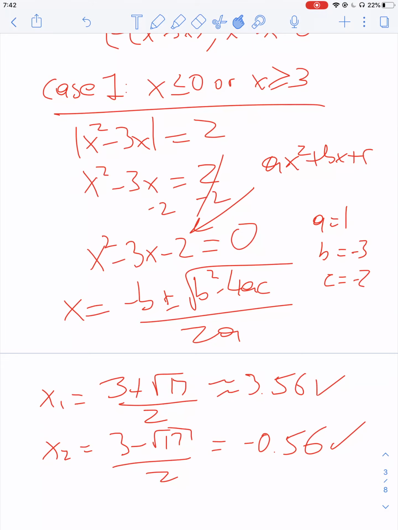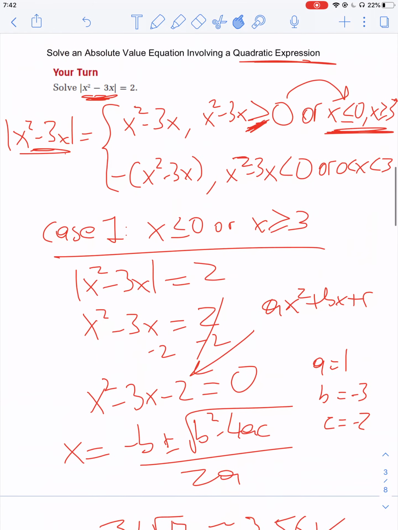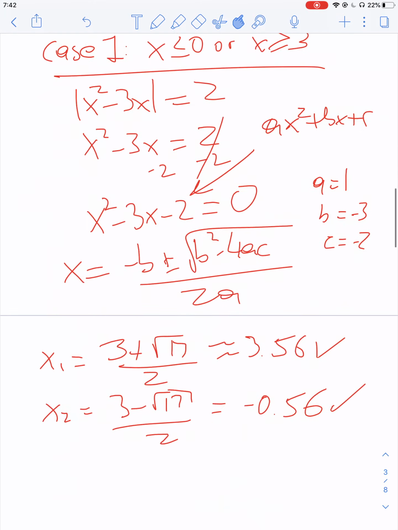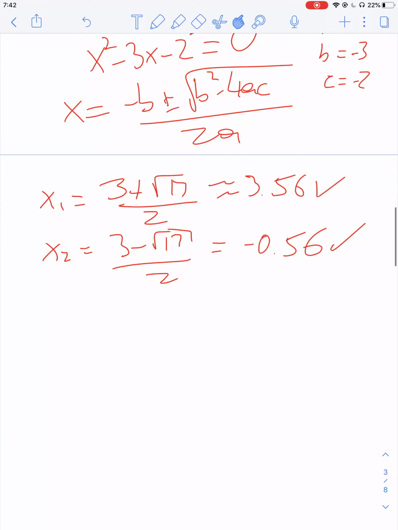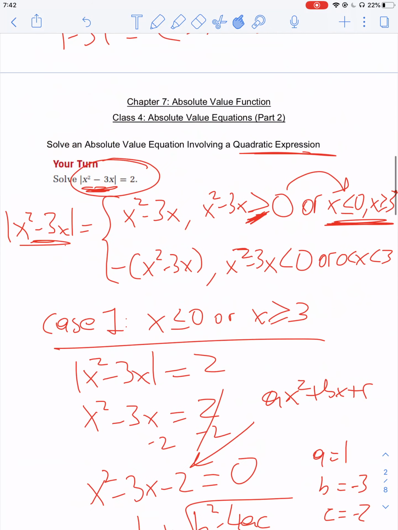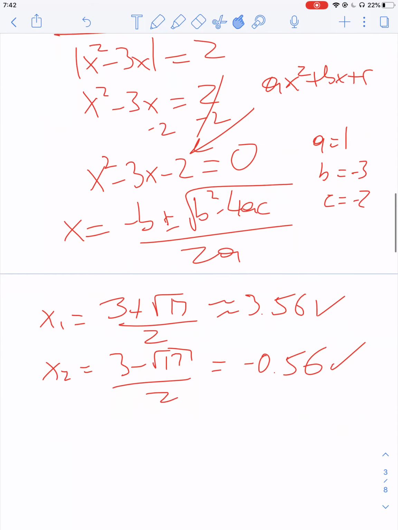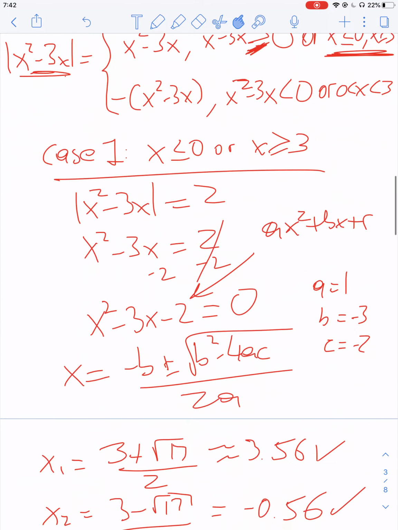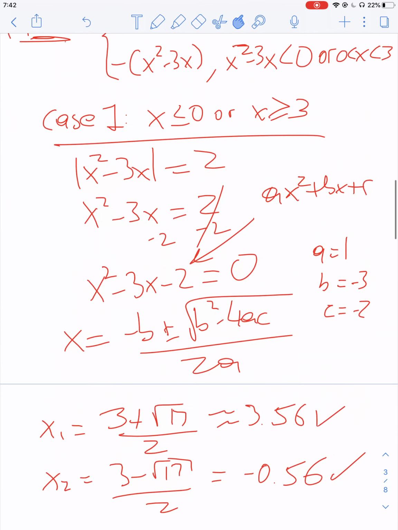And if you don't believe me, you can plug these values into the original equation, and you will see that they will give you a number very close to 2, because remember, these are just approximations, right? This is not exactly 3.56. So you're going to get like 1.99 or something like that. Okay, so work that out to convince yourself. I am not going to do that because it will just take too long.